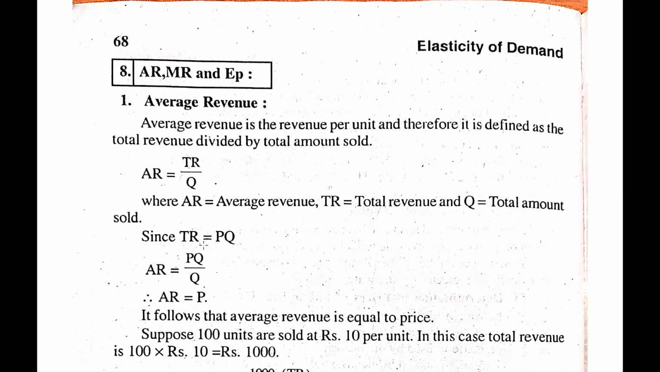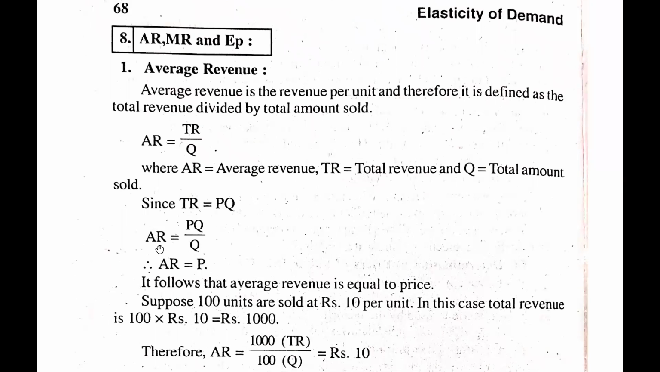Since TR, total revenue, is equal to PQ, meaning price and total quantity, average revenue is equal to PQ divided by Q. That will be average revenue is equal to price. So anywhere when you want to find the average revenue, every single time you will get price equal to average revenue. For example, suppose the price of my product is rupees 10 and I sold 100 units in the market, then my revenue will be 1000 rupees. Now if I want to find the average revenue, I just need to divide the total revenue by the quantity.